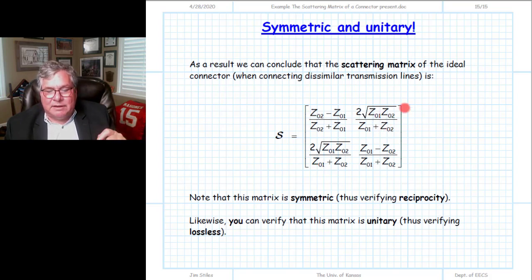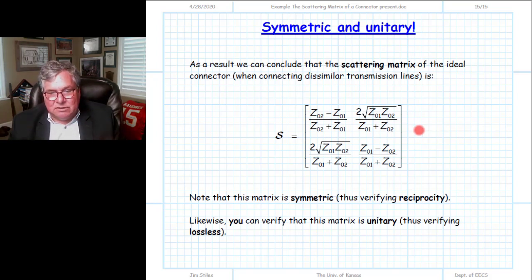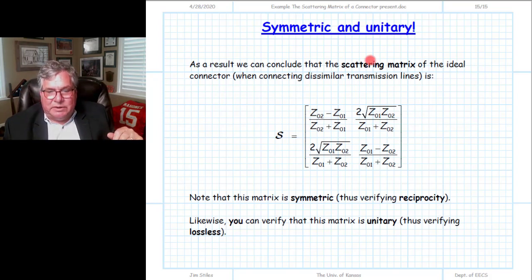So if we have characteristic impedances that are identical connected by this connector, we would get a scattering matrix of 0, 0, 1, and 1, which is precisely the same case that we started this section with, and therefore we have verified with the sanity check that this more general solution appears to be correct.